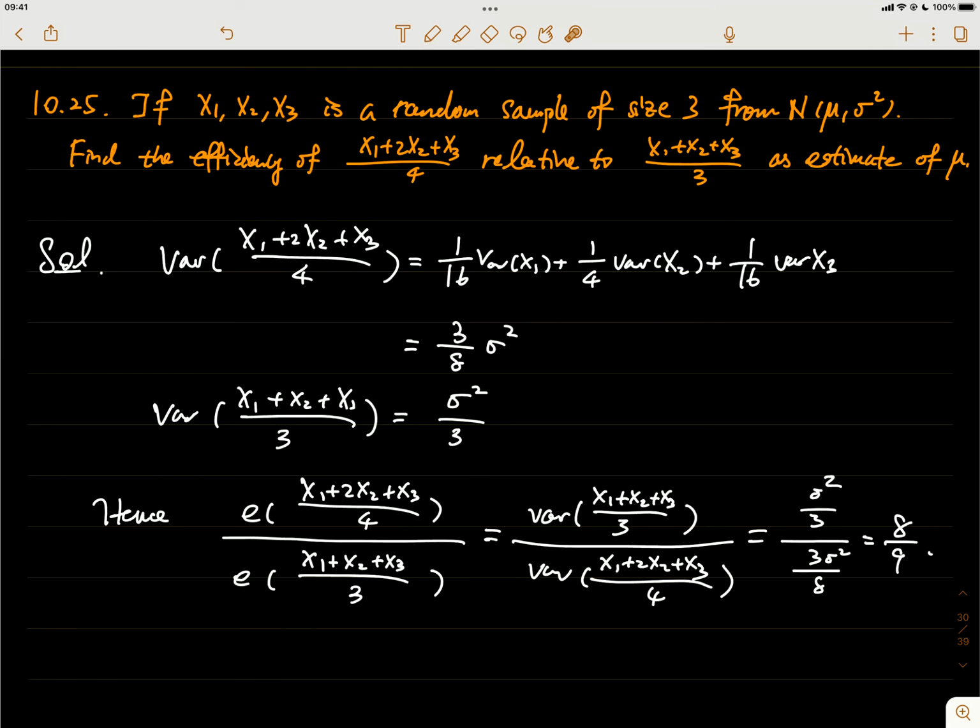This means that the numerator is slightly less efficient than the denominator, because this ratio is smaller than 1. And that means using the standard average is more efficient than using this kind of weird combination of the three.